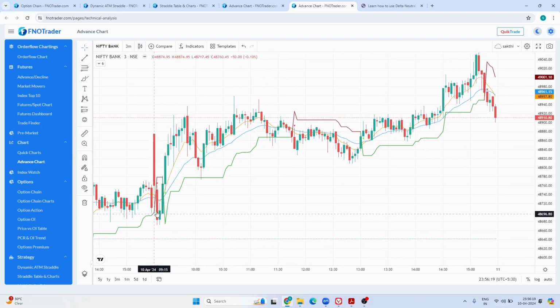So the market came down and then it started going up, and it started consolidating around this, and then in the second half it started going up. Finally it started falling at 3 o'clock onwards, 3:10 onwards it started falling. So this is how the Bank Nifty spot chart looks.